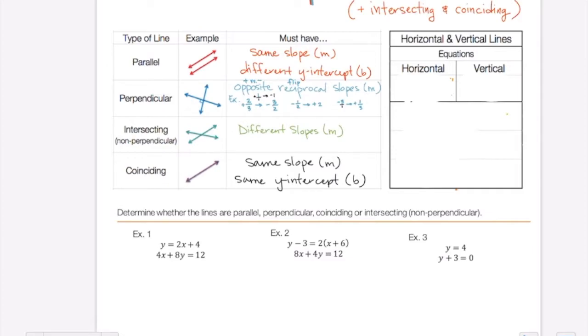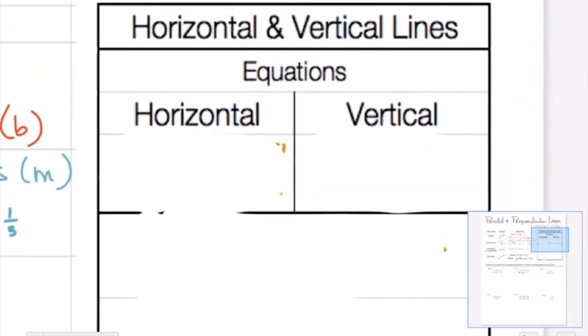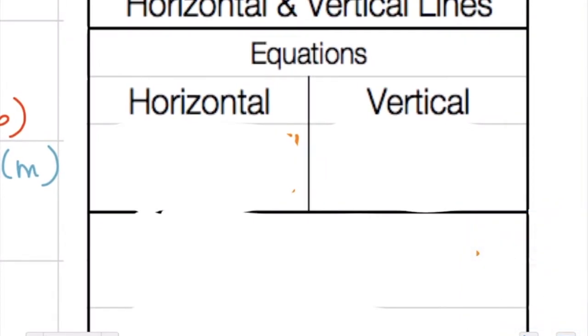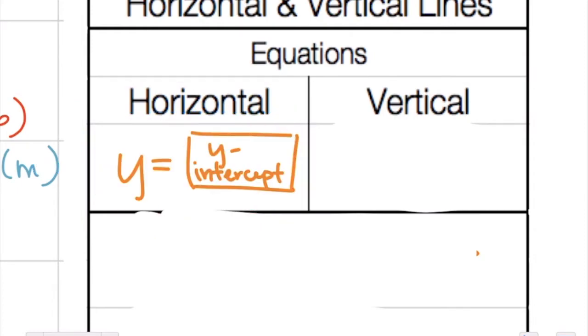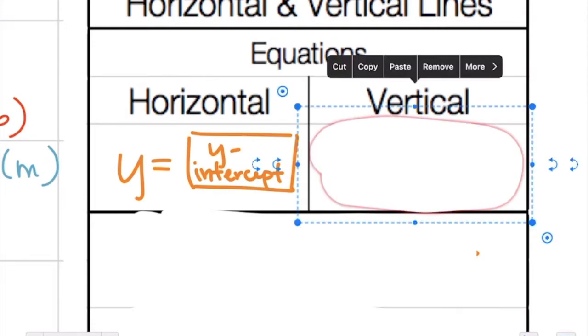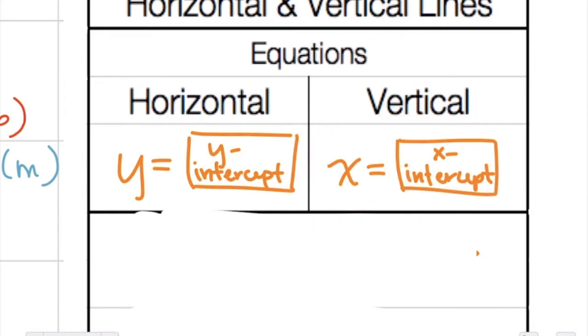All right, the other thing we're going to talk about in terms of parallel and perpendicular lines are horizontal and vertical lines. So just a reminder here, if we want to write the equation of a horizontal line, remember horizontal lines have a 0 slope. The format is always y is equal to, and then the number that represents the y-intercept of that line. And vertical lines always have an equation. It's kind of opposite of horizontal. Vertical lines have undefined slopes, and their equations are x is equal to, and then whatever the x-intercept of the line is.